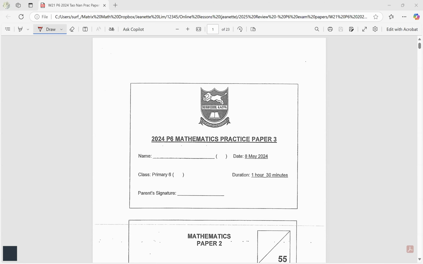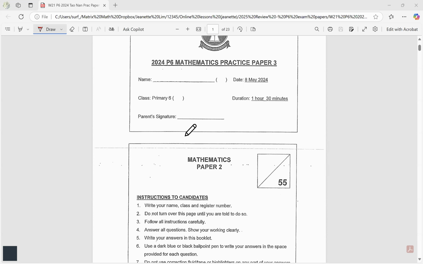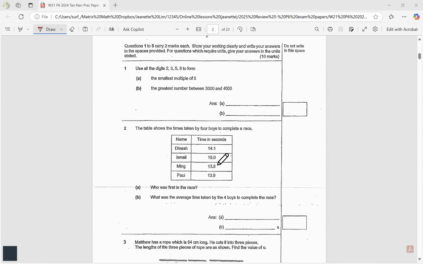2024 P6 practice paper 3 for Tao Nan School. This is paper 2 of this practice paper. For paper 2, you can use your calculator. Let's look at question 1.